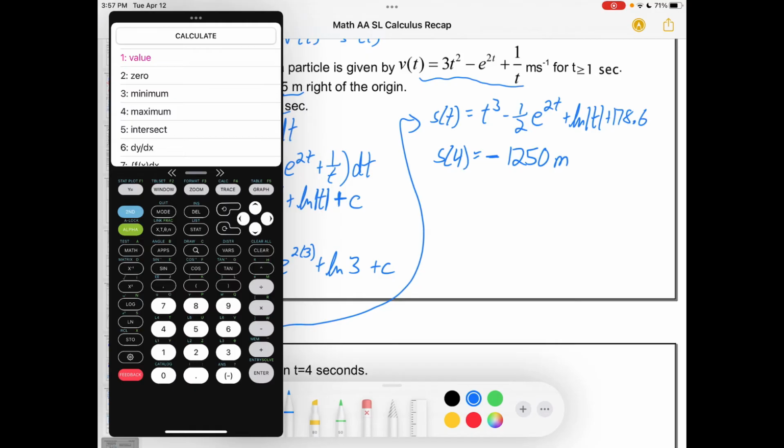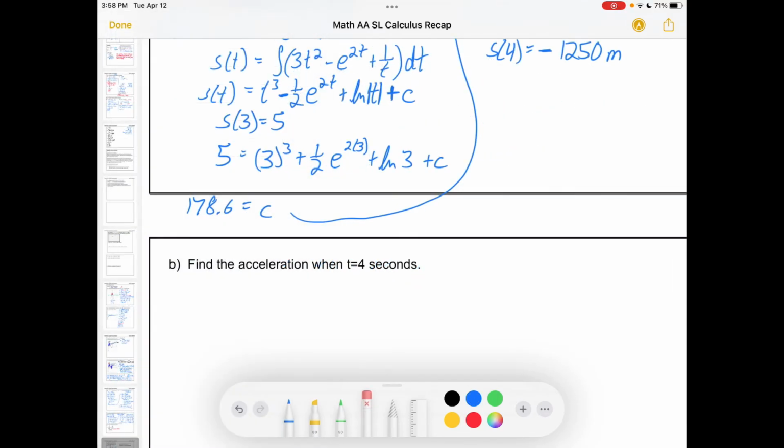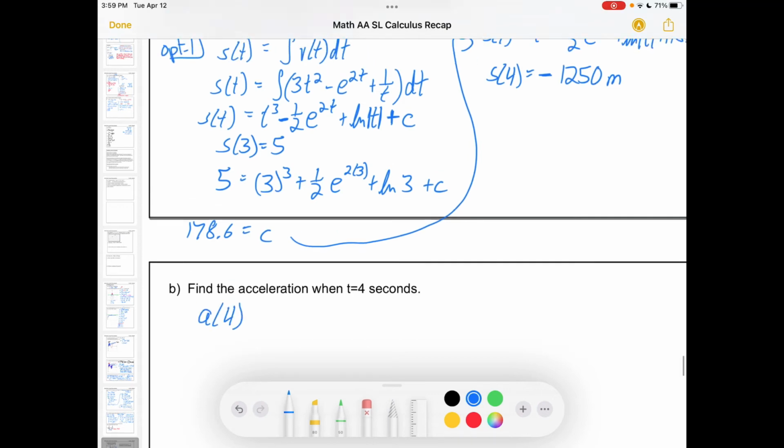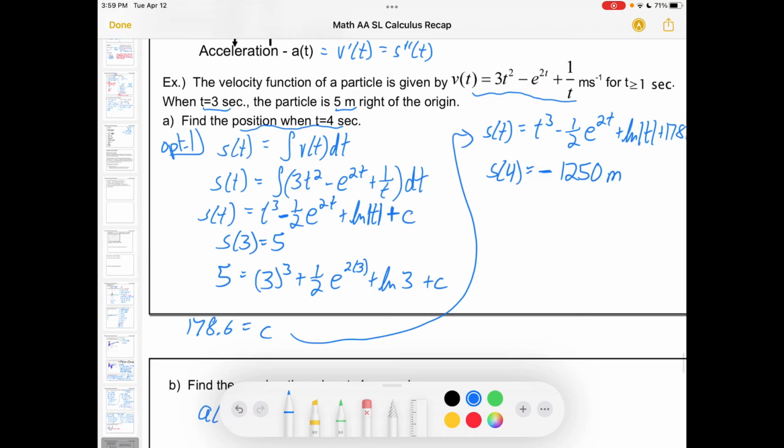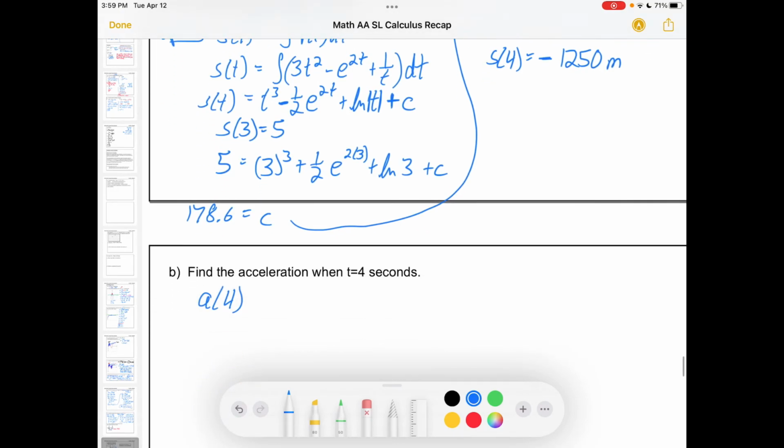That's the position. The next thing we're asked for is the acceleration when time is 4. So let me just write that. Acceleration when time equals 4. And you might be inclined to take the velocity function and differentiate it down and then sub in, which is absolutely fine. But it's important to notice here that that just means the derivative of velocity when time is 4.